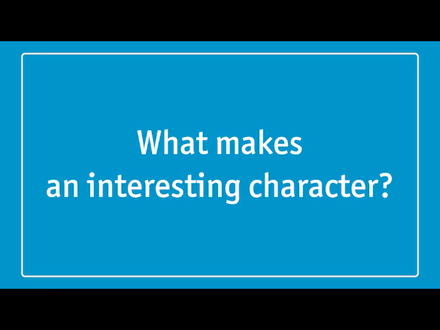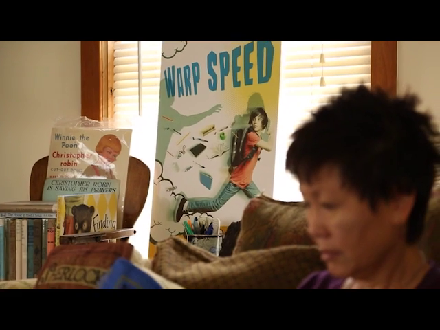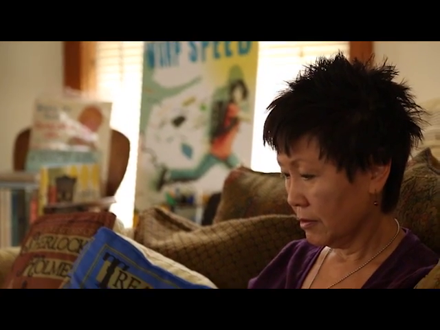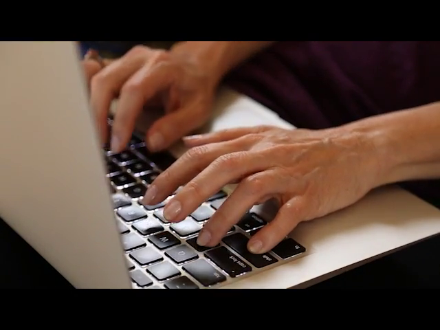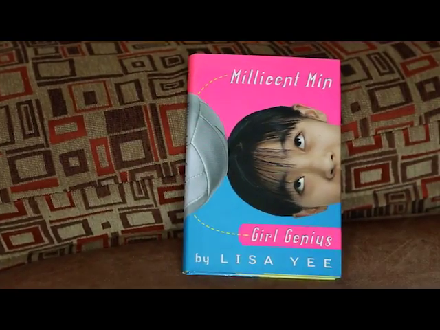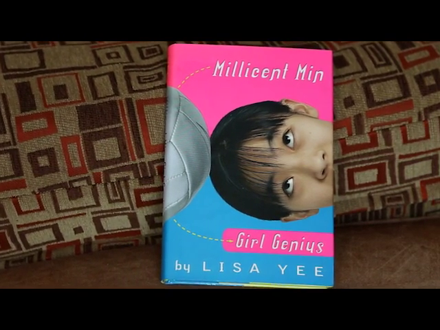Think about the people that you've read about in stories or characters that you like from movies. That's what makes a character interesting, someone that you want to get to know better. For example, my book Millicent Min, Girl Genius is about this girl whose IQ is off the charts. But what's really interesting about her is not that, but that she's lonely, and that's something that everyone can relate to. So when you're writing your characters, think about those things, and write about someone that you would like to spend some time with.